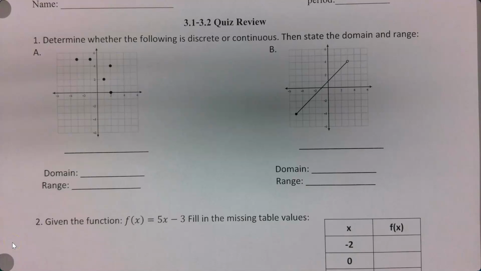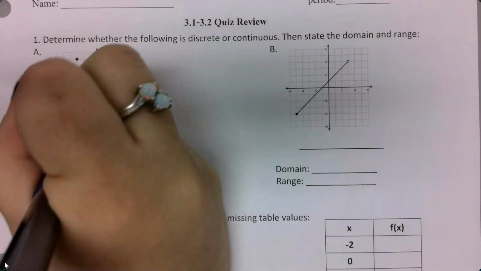Alright, so in this video I'm going to be going over the 3.1 to 3.2 quiz review. The first question wants me to decide whether each graph is discrete or continuous, and then state the domain and range. So in the first graph it's a bunch of points. This means it's discrete.